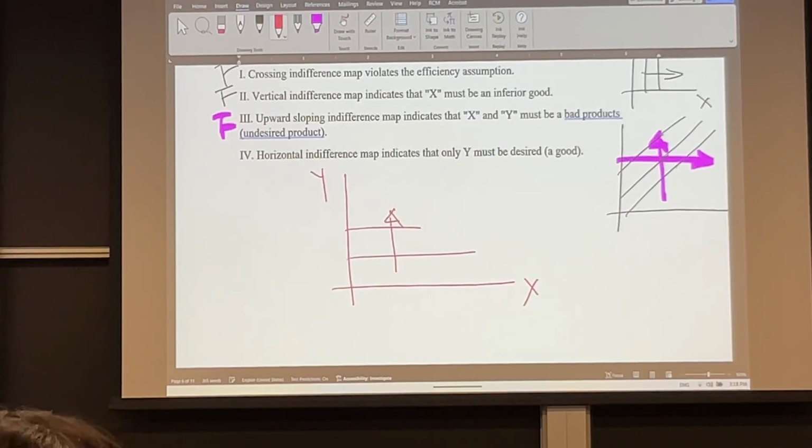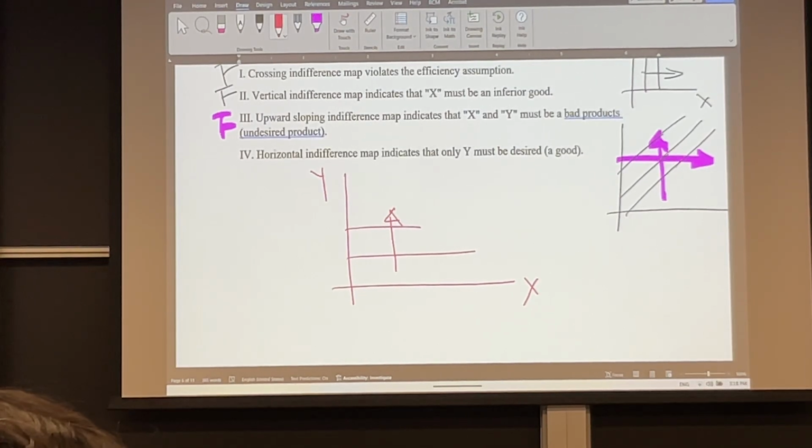So, simple rule of thumb. Downward sloping means you like both of them. Upward sloping means you don't like one of them. The direction of the arrow tells you which one you like. Horizontal means you like Y, you don't care about X. Vertical means you like X, you don't care about Y. Alright? Make sense? Okay.